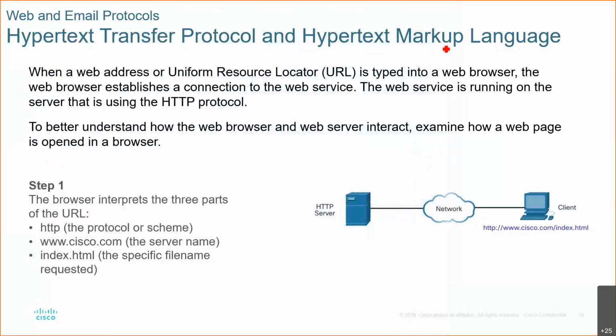Using HTTP, you surf the net by using this protocol. Without this protocol, there won't be any internet. Usually what we do is we surf the net by first using the protocol name. The protocol is HTTP, and then we type the server name, let's say www.cisco.com, and then we type the file name requested, which is index.html.